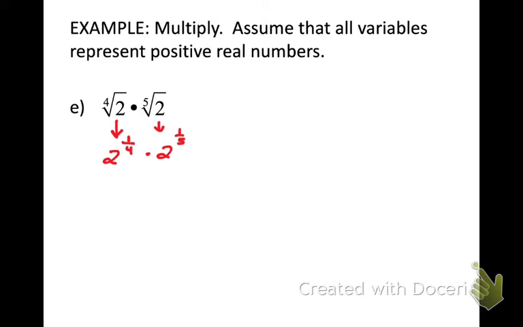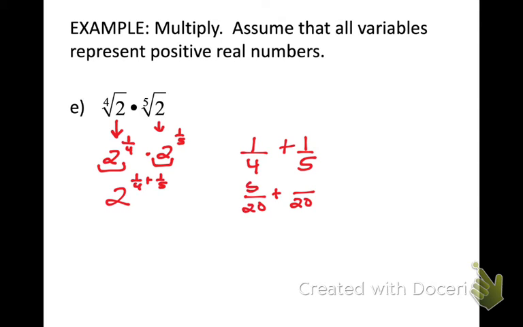Now we have like bases. So what do we do with our exponents when we have like bases? We add them together. So now I have to figure out what 1/4 plus 1/5 is, making a common denominator of 20. That makes 5 over 20 and 4 over 20, so that goes to 9/20. So that's 2 to the 9/20.